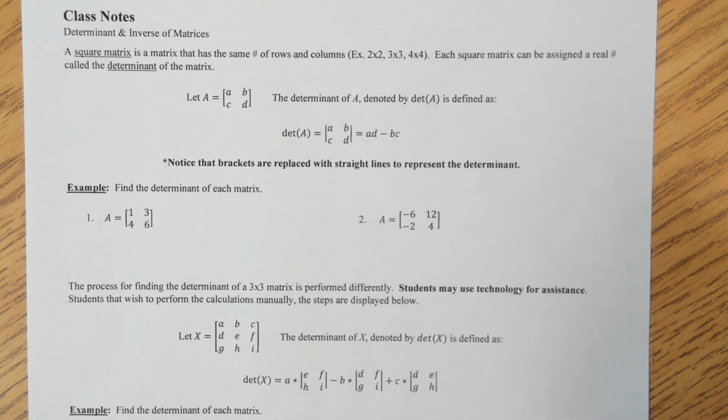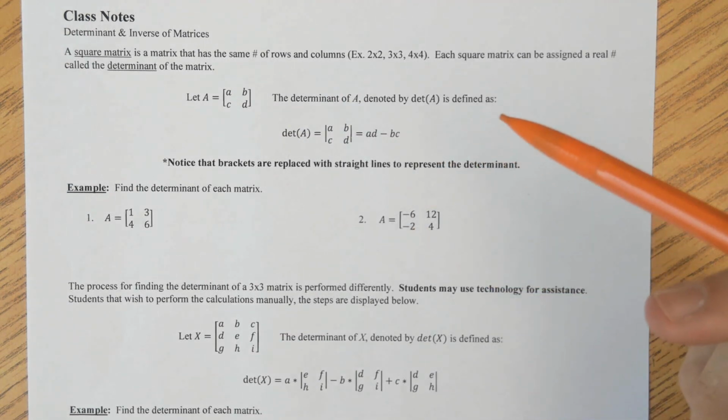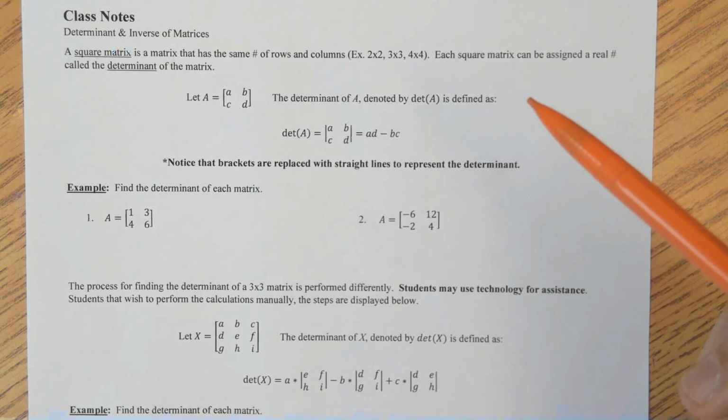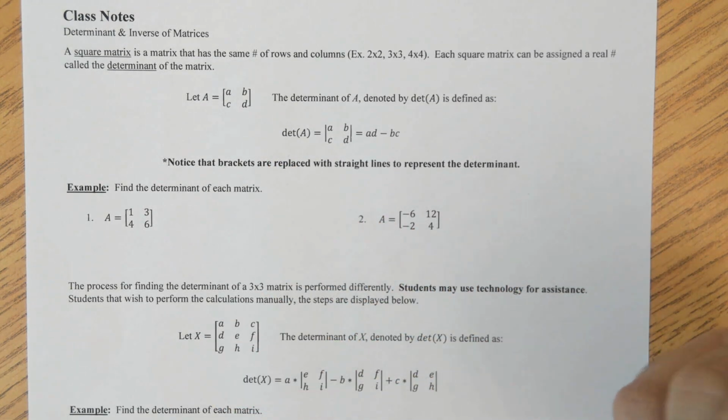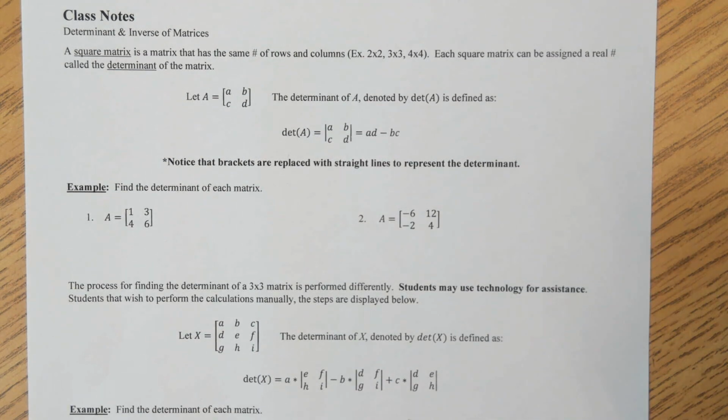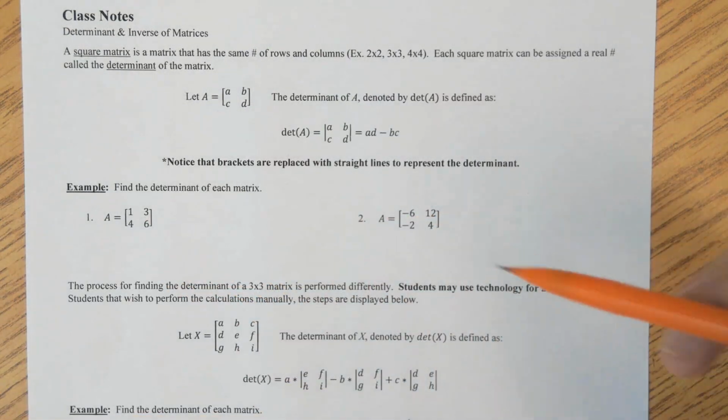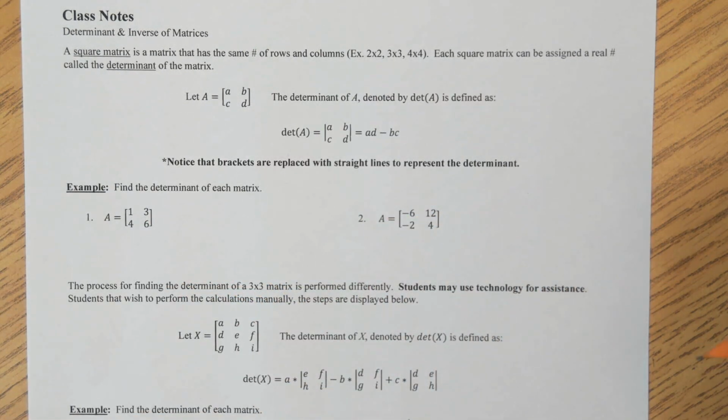And what the determinant does for me is it tells me whether or not this 2 by 2 square matrix has an inverse. If I get a determinant that is not 0, then I can find the inverse of this matrix. But if I get 0, then that means that matrix does not have an inverse.